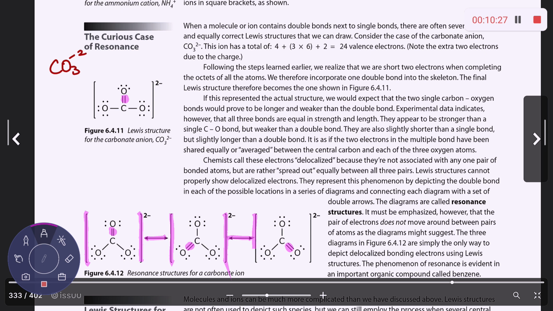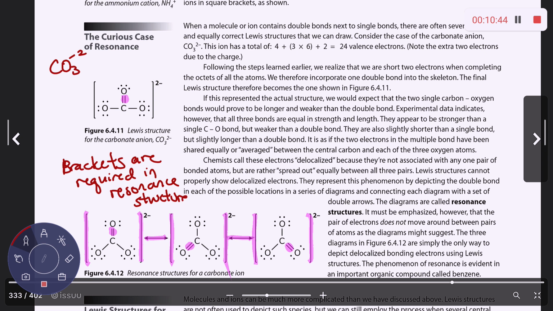Okay, so let me make a note here that brackets are required in resonance structures. And technically, so is the double arrow. Okay.